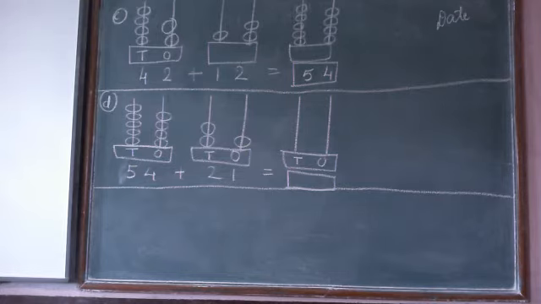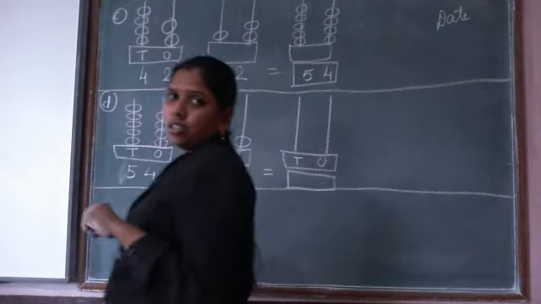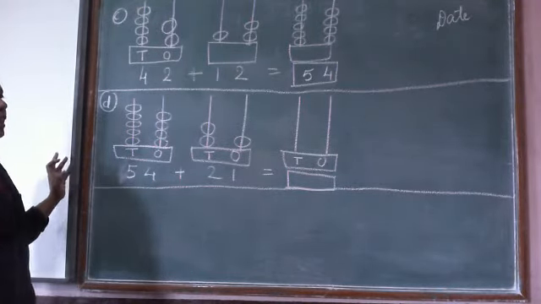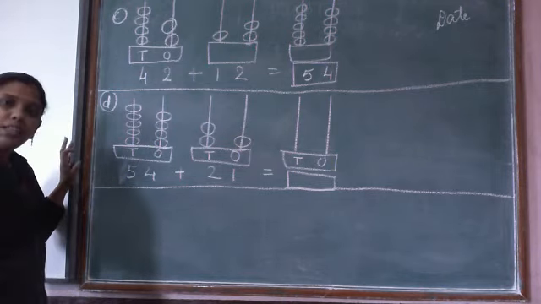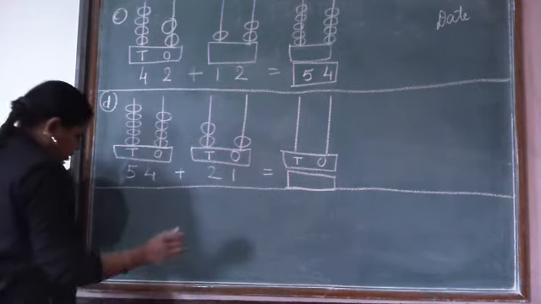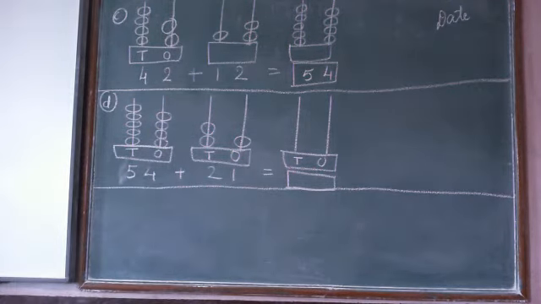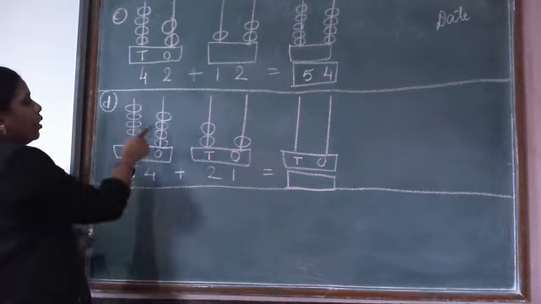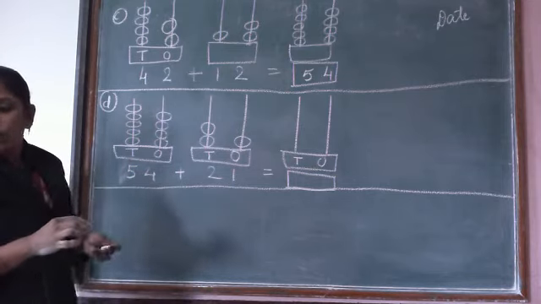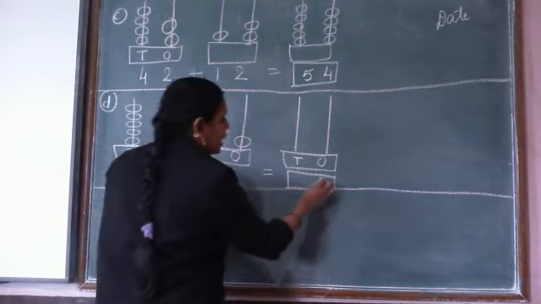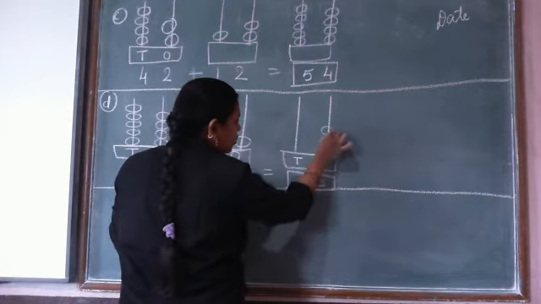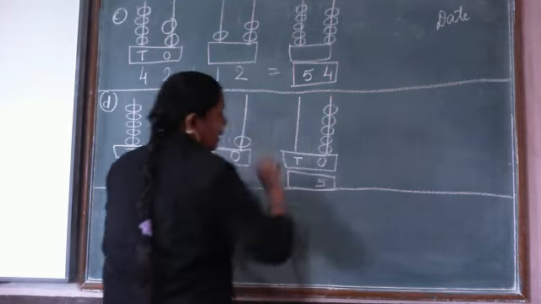Now add it. So first add the number of beads at ones place. So count. Start counting with me. 1, 2, 3, 4 and here 5. Okay, so write here 5 and draw 5 beads. 1, 2, 3, 4 and 5.